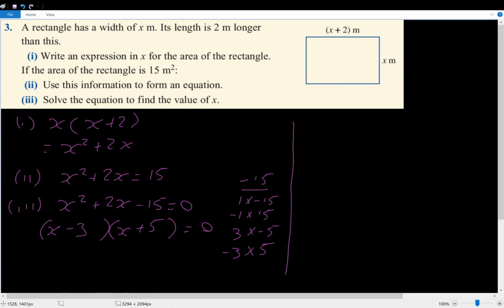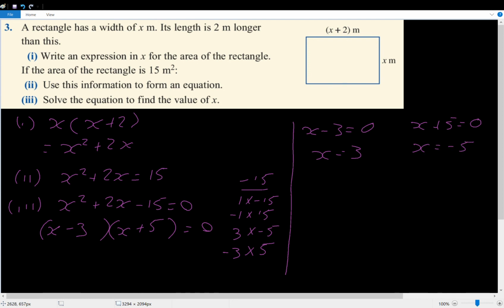Then we're going to take each of these brackets individually and set them equal to 0. So x minus 3 equals 0, and x plus 5 equals 0. If we solve both of these out, we get x equals 3 and x equals minus 5.